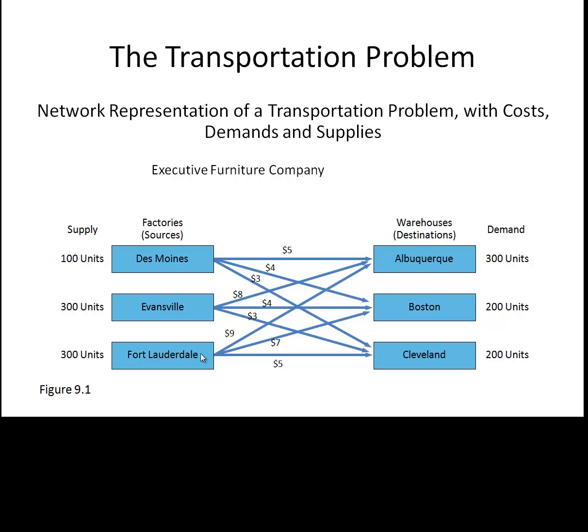So for example, we want to minimize the cost between Des Moines and Albuquerque, Des Moines and Boston, Des Moines and Cleveland, and at the same time, we want to add in Evansville and Albuquerque, Evansville and Boston, Fort Lauderdale and Cleveland.